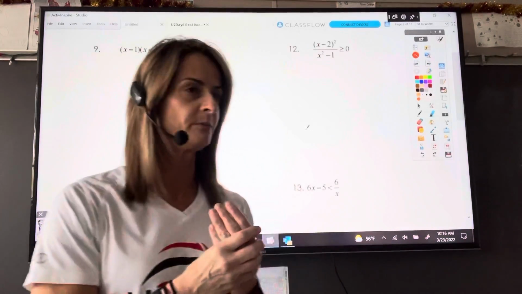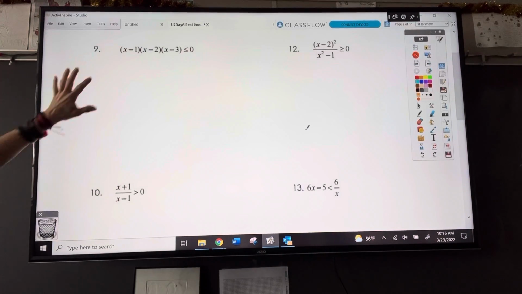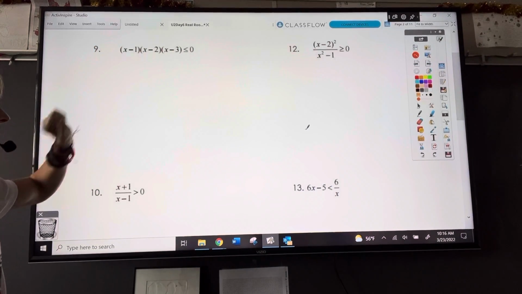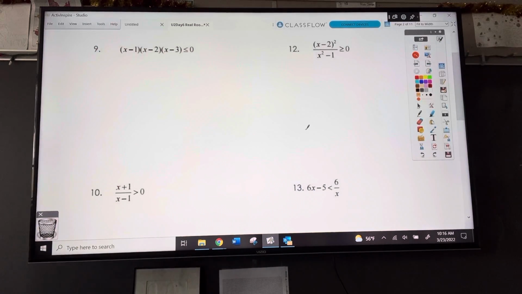So without further ado, let us move on to number 9. What's nice about number 9 is this inequality is already factored. We don't have to move anything over. We don't have to factor anything. It's already done. So we can go ahead and find the zeros. Those are going to be at x equals 1, 2, and 3.